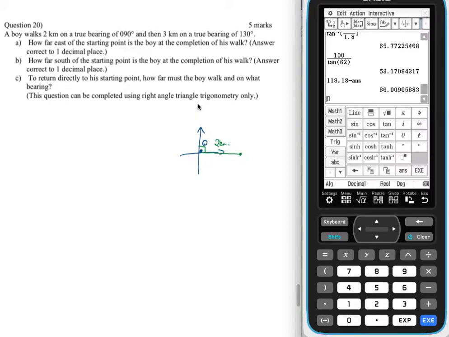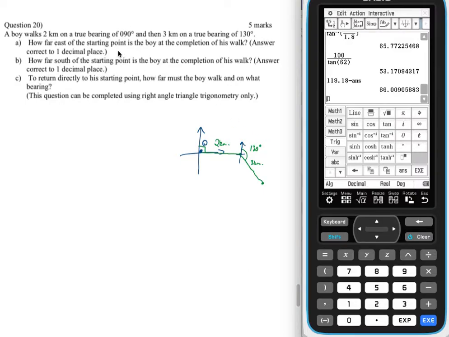Now, at our next point here, we draw another little compass bearing, and then he walks on a true bearing for 3 kilometers of 130 degrees. So 130 degrees will look like this, because we know that's going to be 90 degrees plus another 40, and this one's 3 kilometers. So I put 3 kilometers in there. And this here is 130 degrees. Now we've got our diagram.